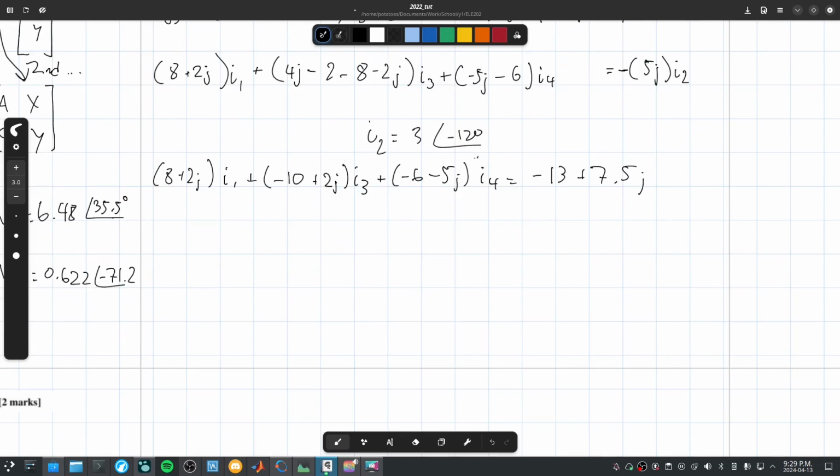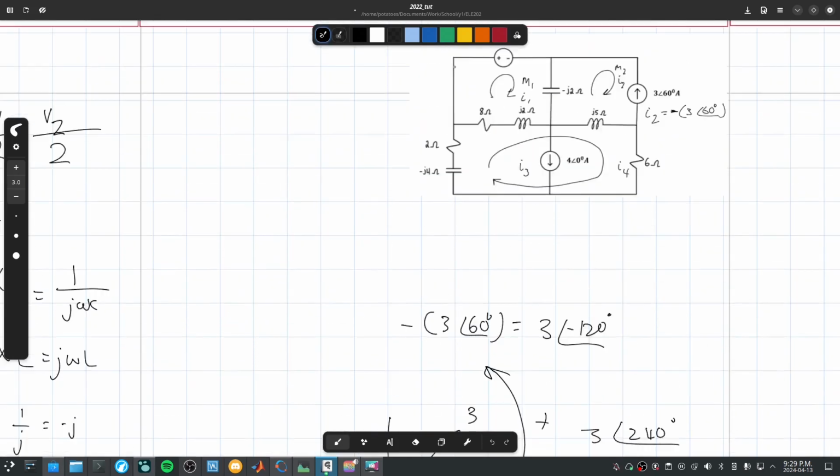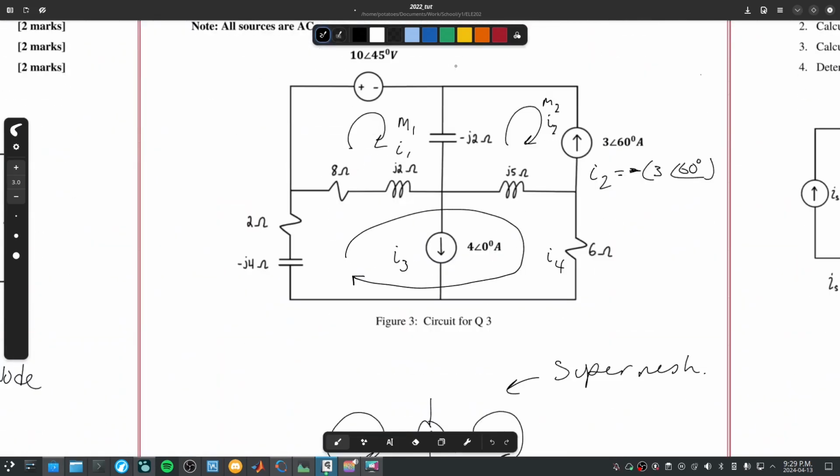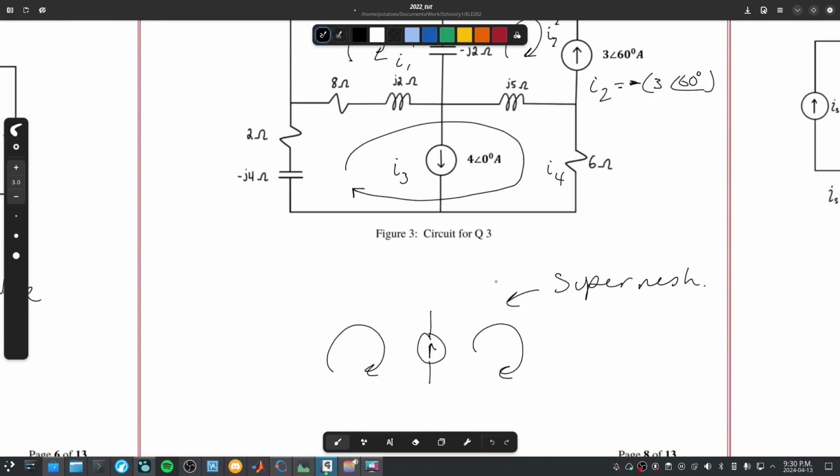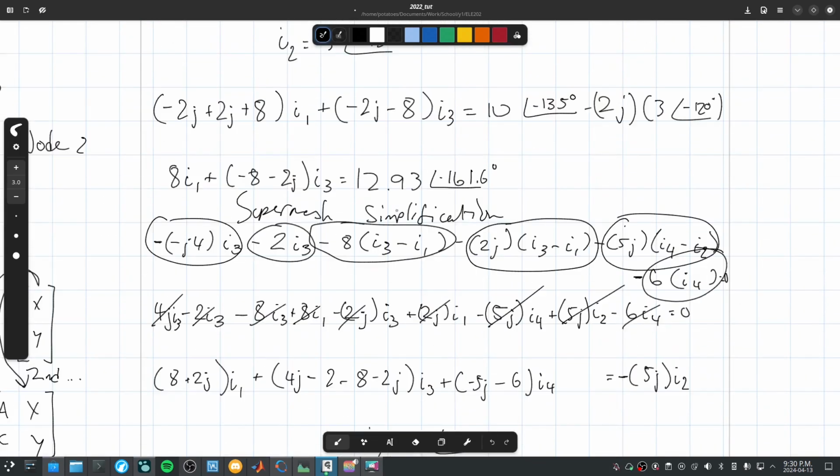So, now, we need to get rid of this I4. And remember, we have a super mesh. So, a super mesh provides two equations, because you need to have two equations to solve two unknowns. And the equation occurs at this current source. So let's draw how this current source is.